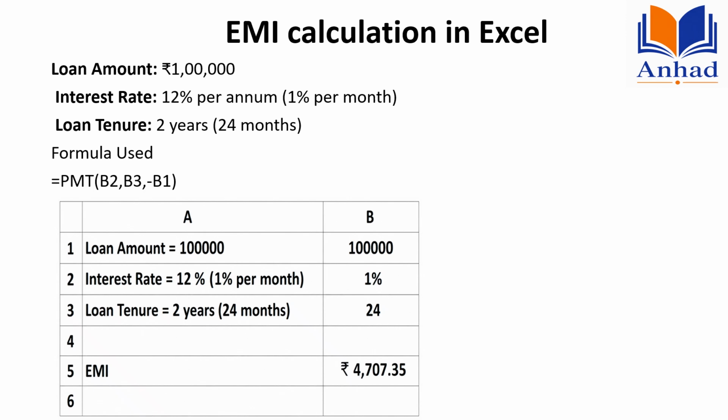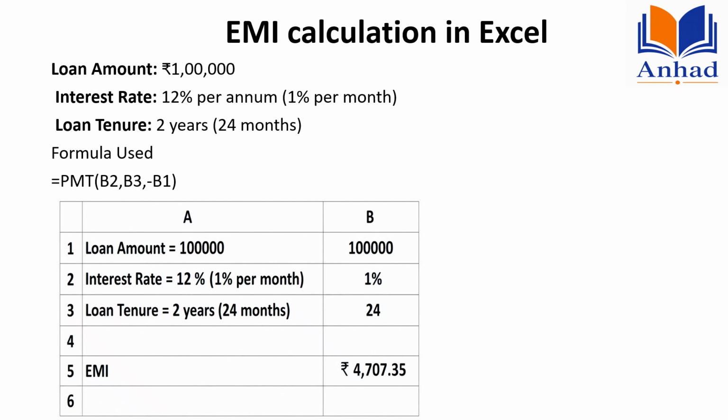As you can see on the screen, in Excel write as follows. In cell B1 write loan amount which is rupees 1 lakh. In cell B2 write rate of interest converting it into monthly rate which will come to 1%. In cell B3 write time period in months, 2 years, will be 24 months. Step 2. Enter the EMI formula. In cell B5 type is equal to PMT, bracket open, B2, B3, B1, bracket close. The result will give EMI which will be 4,707 rupees and 35 paise.